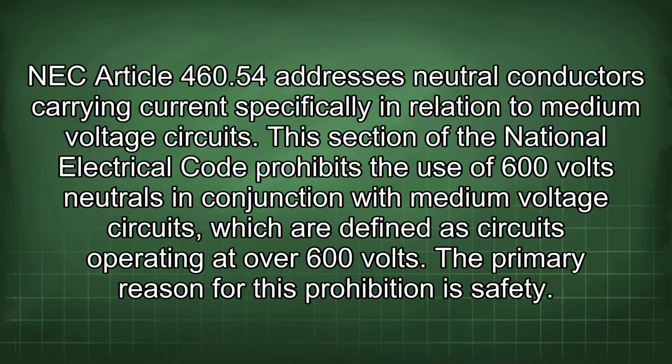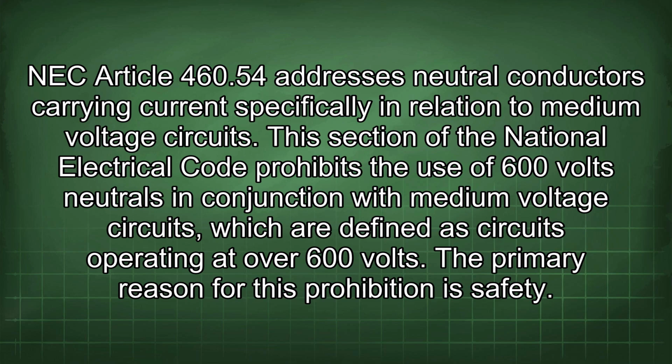NEC Article 460.54 addresses neutral conductors carrying current specifically in relation to medium voltage circuits. This section of the National Electrical Code prohibits the use of 600 volts neutrals in conjunction with medium voltage circuits, which are defined as circuits operating at over 600 volts.